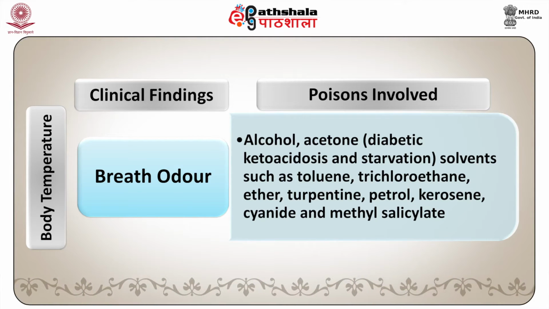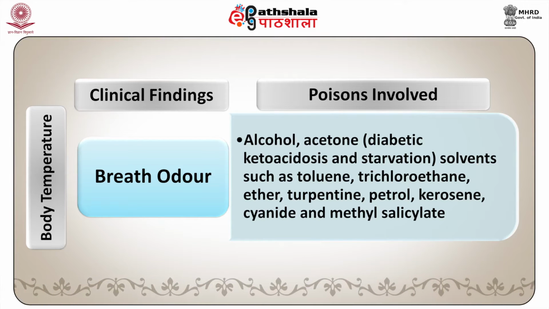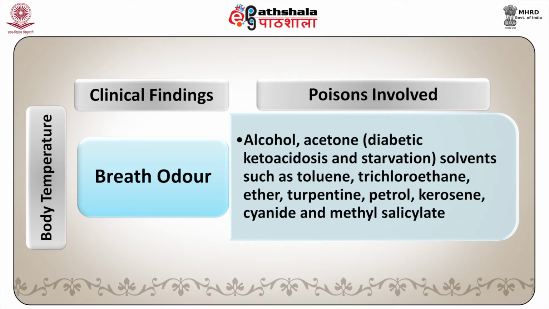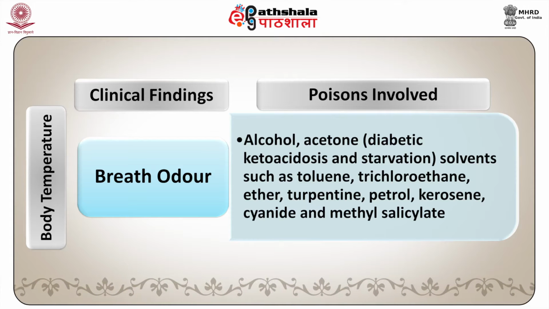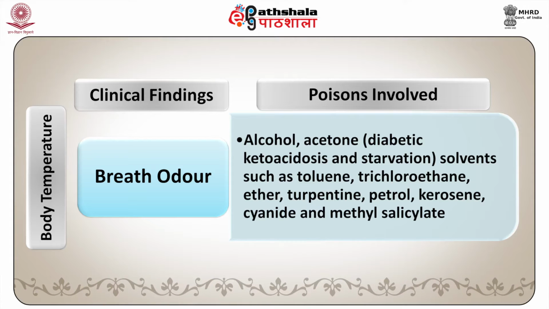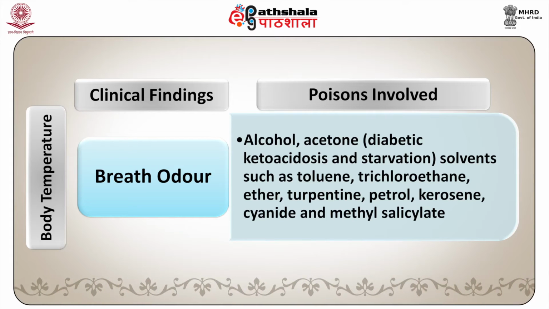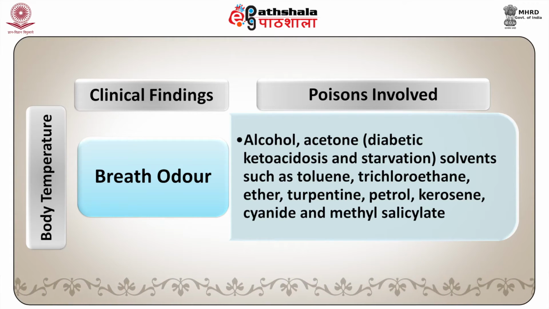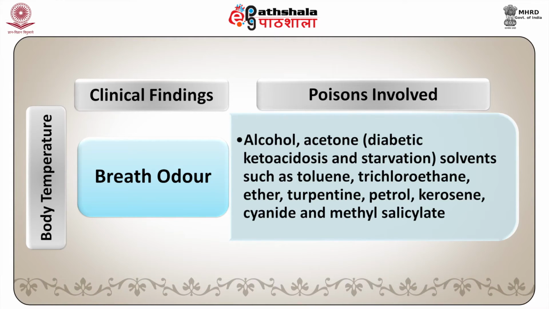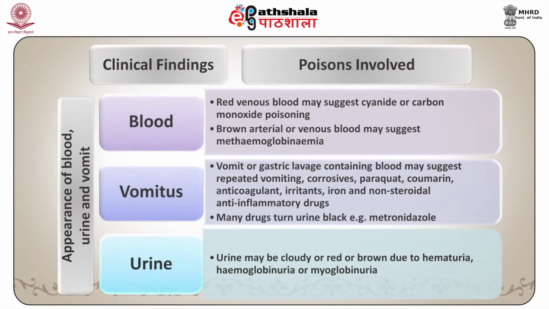It may be caused due to the alcohol, acetone, that is diabetic ketoacidosis and starvation also, solvents such as toluene, trichloroethane, ether, turpentine, petrol, kerosene, cyanide and methyl salicylate that are generally used in cases of glue snuffing. Next is appearance of blood, urine and vomit.